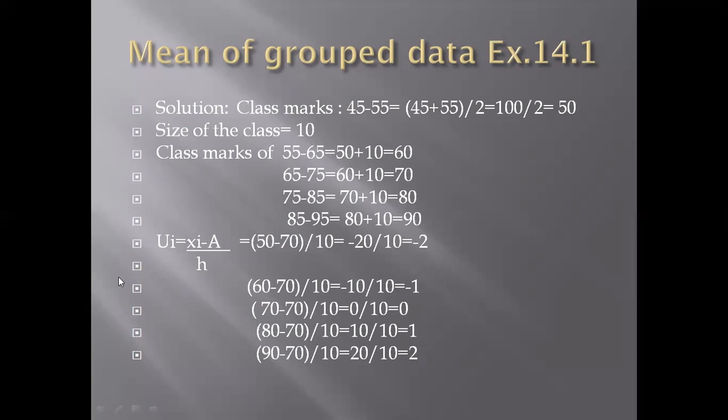That is equal to 50 minus 70 by 10, minus 20 by 10, minus 2. 60 minus 70 by 10, minus 10 by 10 is minus 1. 70 minus 70 by 10 is 0 by 10, 0. 80 minus 70 by 10, that is 10 by 10, 1. 90 minus 70 by 10, that is equal to 2. So in this way, you have to find the ui values.